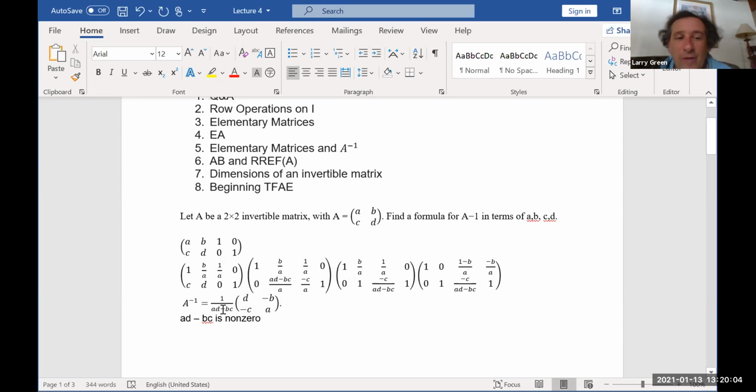But this is the way you'll want to memorize it. It's the 1 over the determinant times switch the diagonal and make the off diagonal negative. That's how I have it memorized. Any questions on that? Make total sense? Did I do anything tricky?